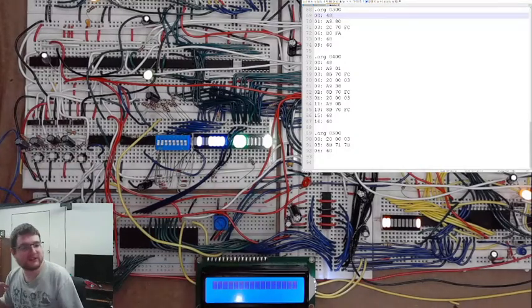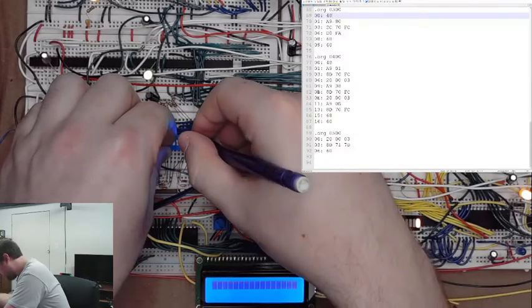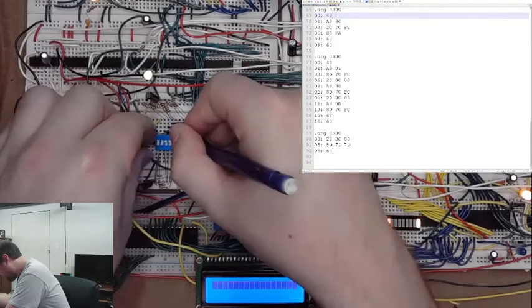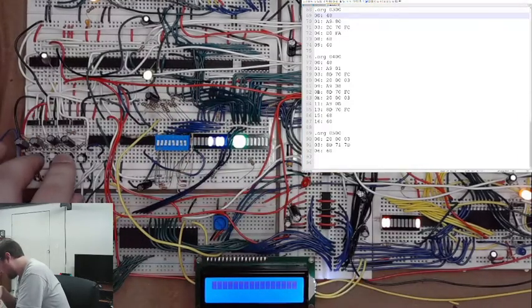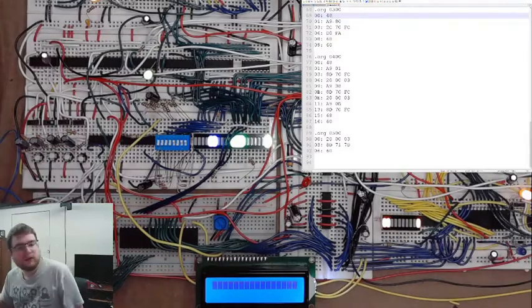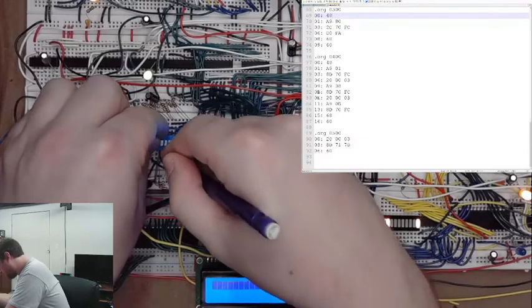Okay, now we're on 6, which is supposed to be D0. D is C plus 1. And then 0. FA.